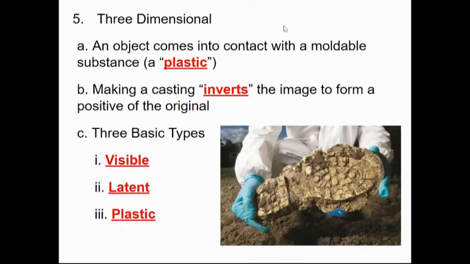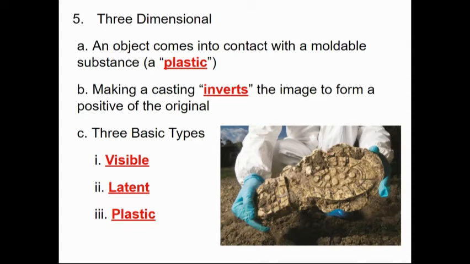Three-dimensional is sometimes referred to as plastic. And basically, when we're talking about that, we're probably referring to making a cast that inverts the image to form a positive of the original. So in this picture here, we see what they've done is they've poured a plaster that hardened into a shoe impression, took it out, and they now have a model of that shoe impression.